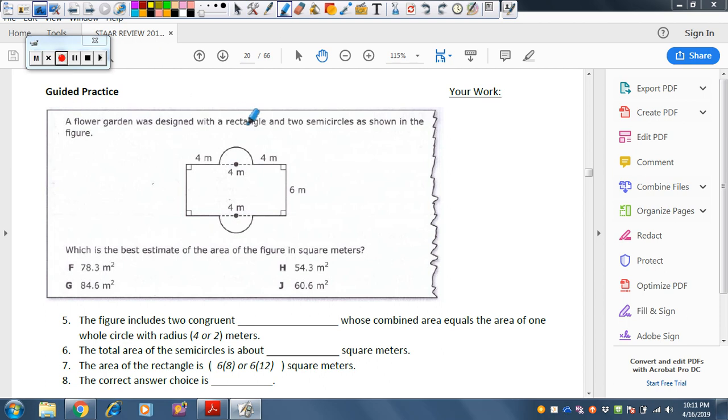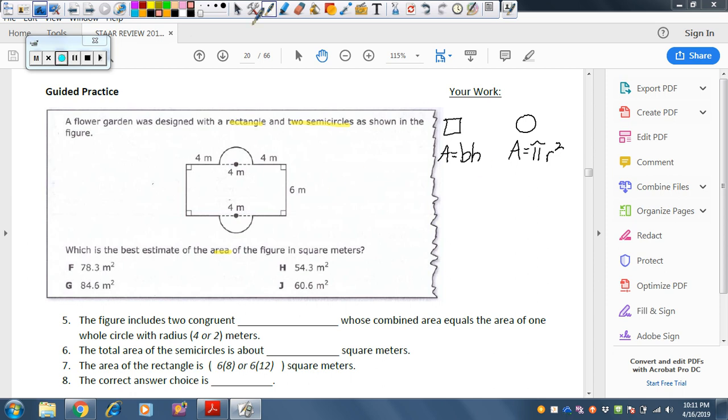All right, a flower garden was designed with a rectangle and two semicircles as shown in the figure. What is the best estimate of the area? So you need a rectangle formula and you need a circle formula. Rectangles are awesome. They're nice and easy. Circles, less awesome, but not impossible. Here's where the trick comes.